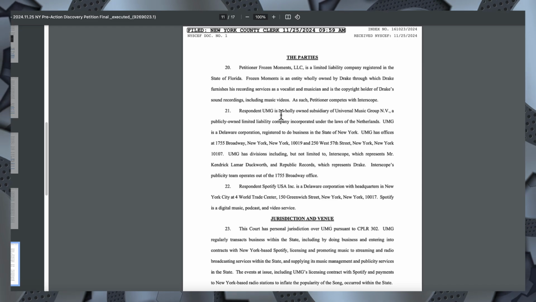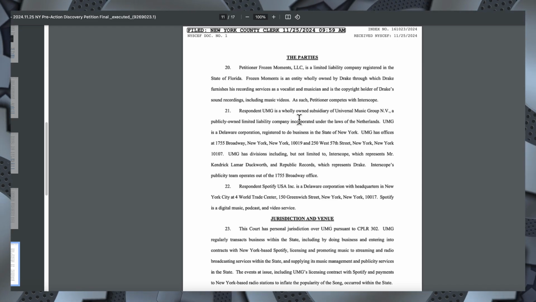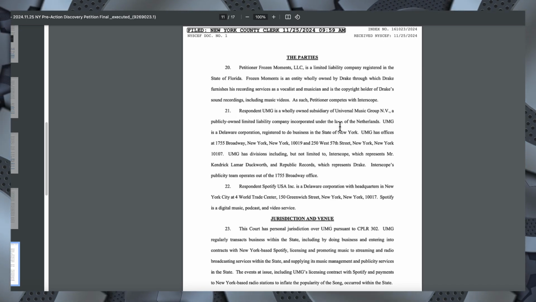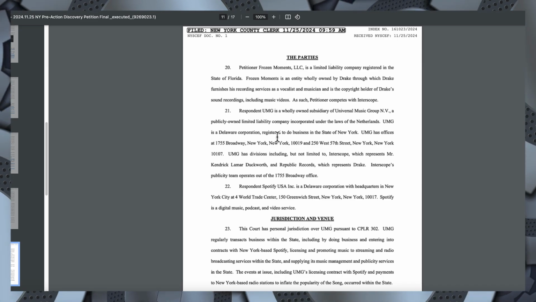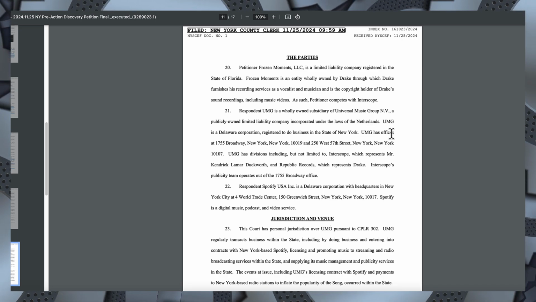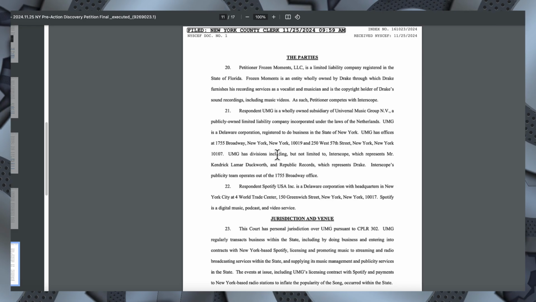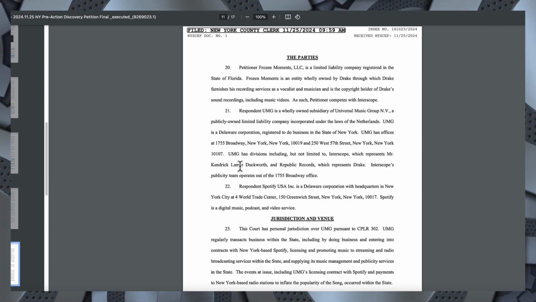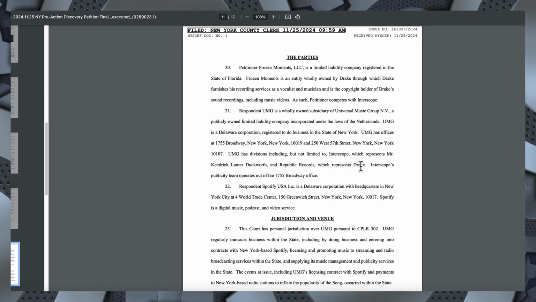Respondent UMG is a wholly owned subsidiary of Universal Music Group, NV, a publicly owned limited liability company incorporated under the law of the Netherlands. UMG is a Delaware corporation registered to do business in the state of New York. UMG has divisions including but not limited to Interscope, which represents Mr. Kendrick Lamar Duckworth, and Republic Records, which represents Drake.